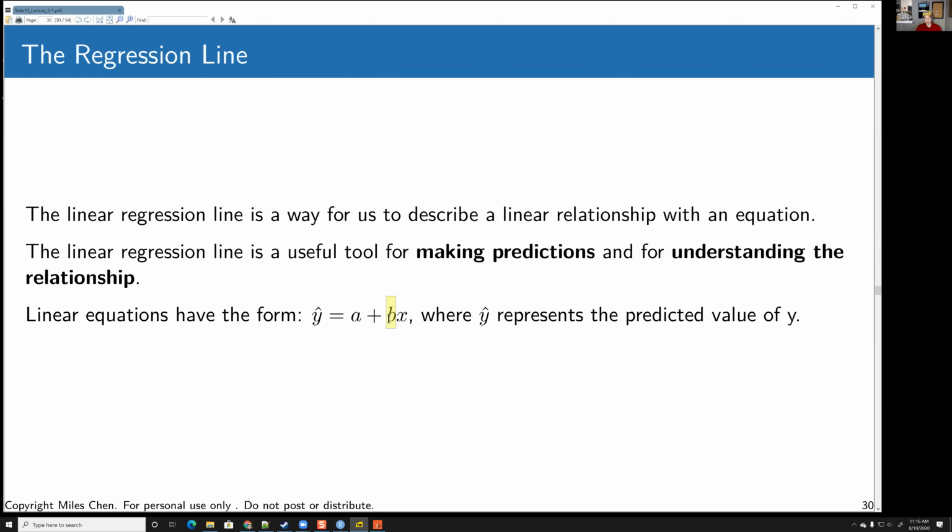And then we still have a slope. Slope is b and the intercept is a. Okay, so it's still slope and intercept for the linear equation, and this is what we have. And we're going to learn how to make this thing.